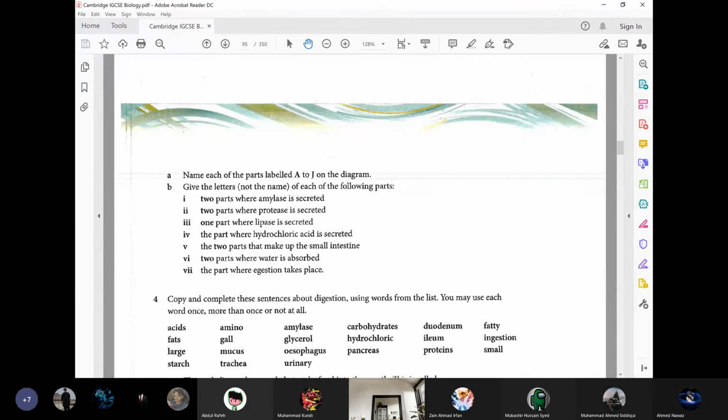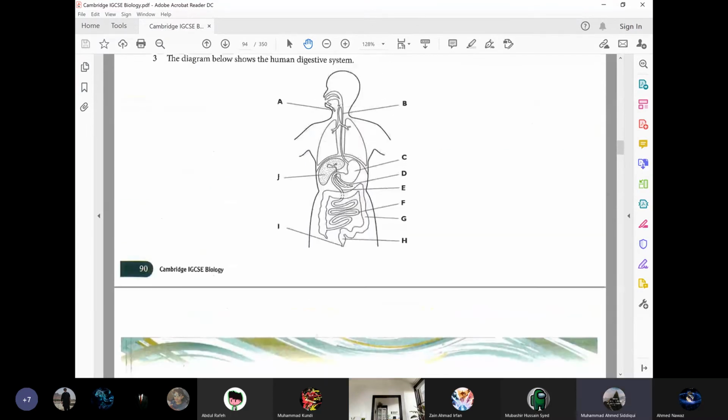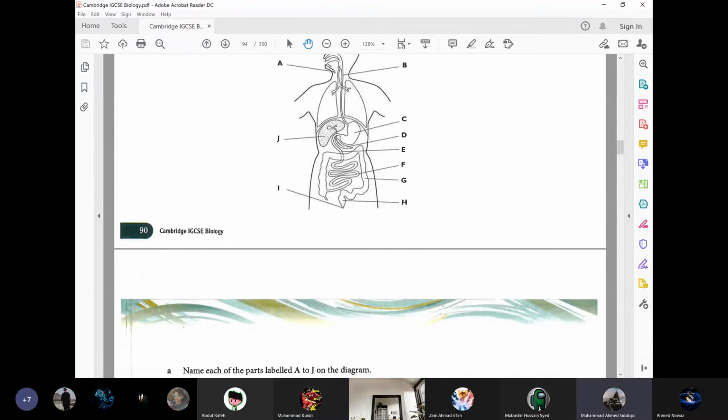Next one, the part where egestion takes place. I. Now, who will tell me the definition of egestion? Sir, it is the passing out of undigested food. Very good. The removal of undigested food, the feces, is called egestion.